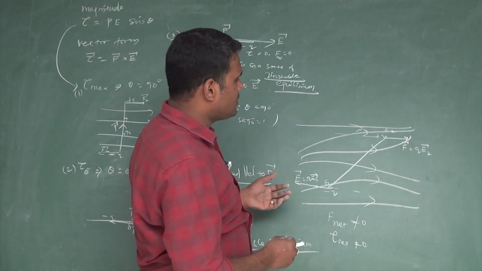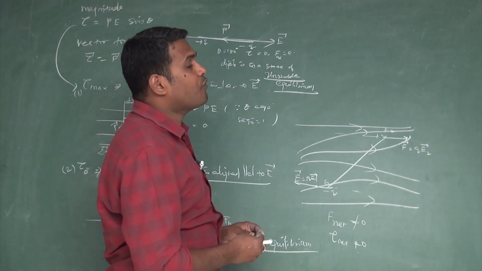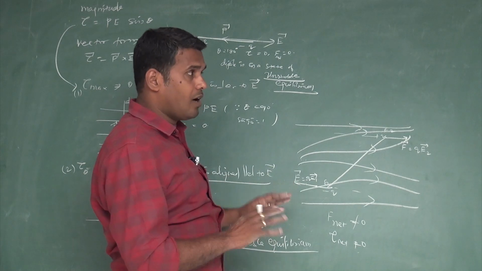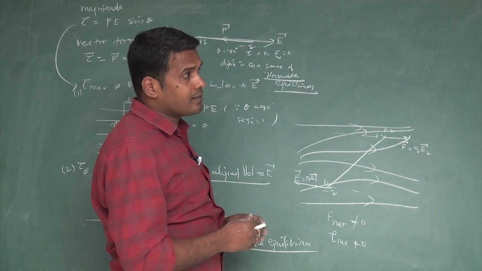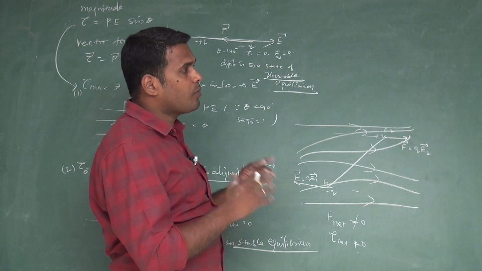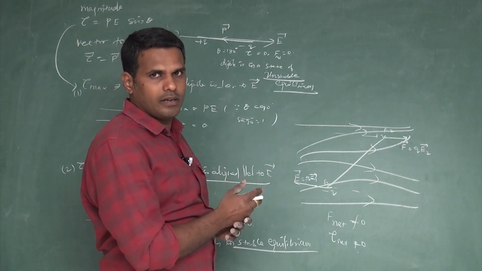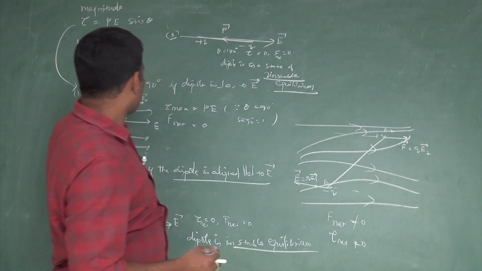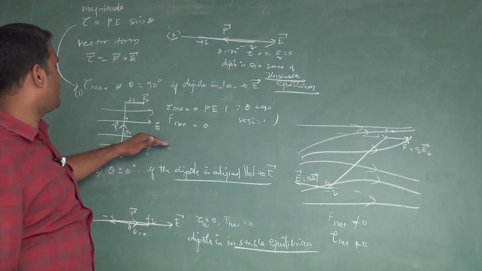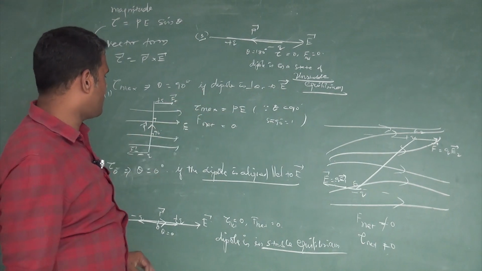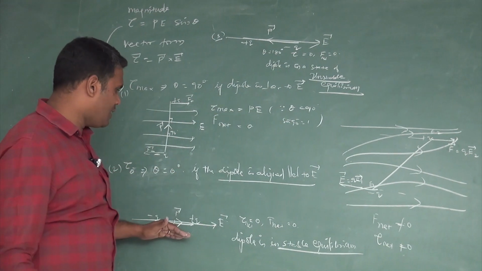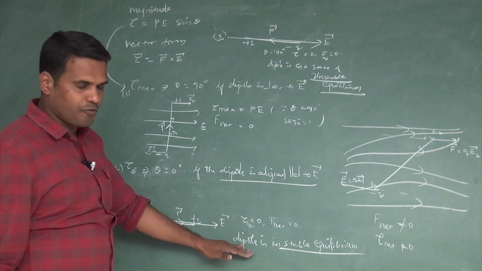When the dipole is placed in a uniform electric field, the net force acting on the dipole is always 0. Net torque acts on the dipole, and the net torque differs depending upon the position of the dipole in the uniform electric field. If the dipole is aligned perpendicular to the field, maximum torque will act, which is pE, and net force is 0. When the dipole is aligned parallel to the electric field, net torque as well as net force is 0.